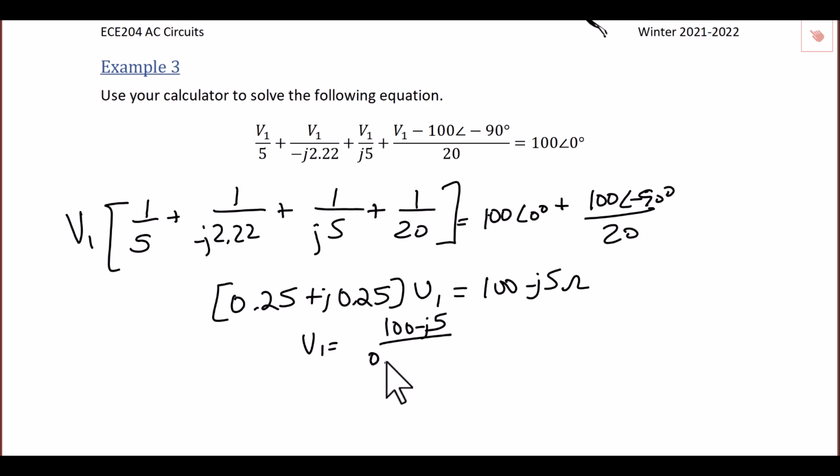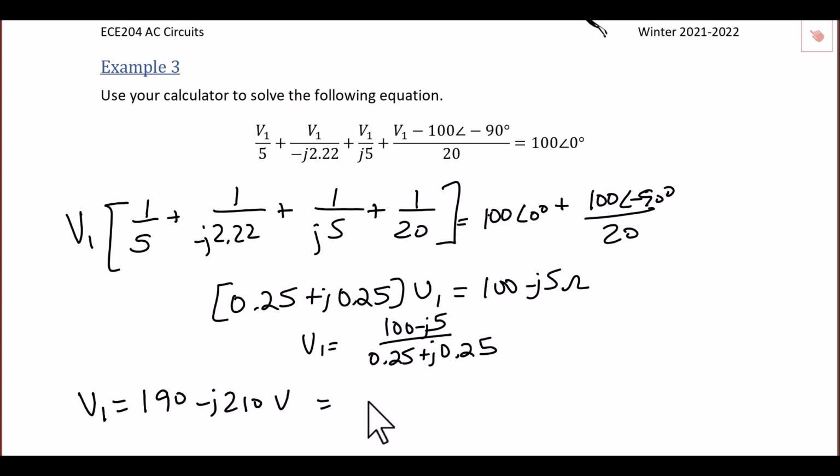So we put that in our calculator and we get 0.25 plus J0.25 V1 equals 100 minus J5. And finally, we divide and we get V1 equals 190 minus J210 volts, or 283 with an angle of negative 47.8 degrees.